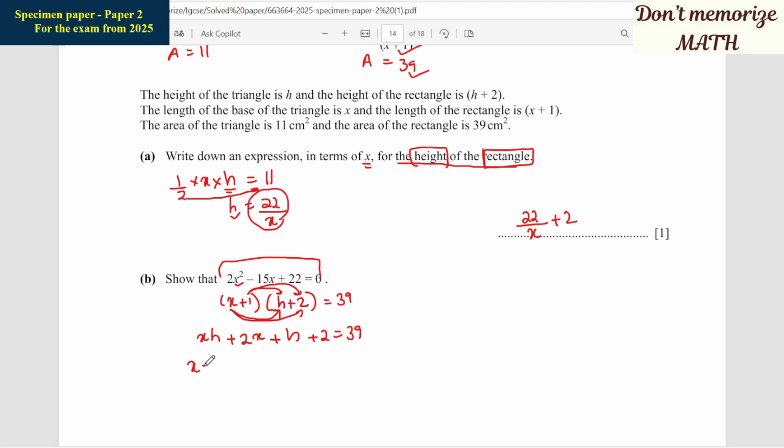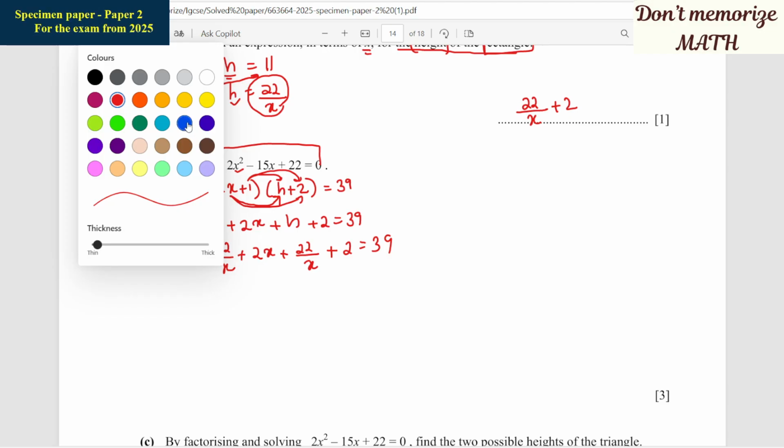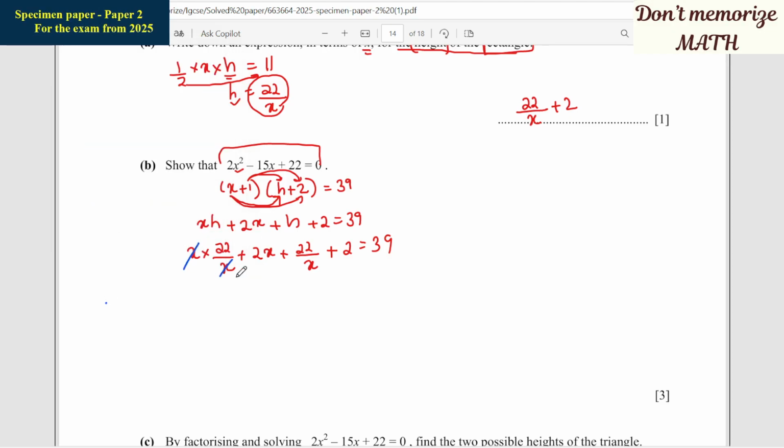So x times, what is h? H we already have here, 22 over x. So we'll write 22 over x plus 2x is same, then h is 22 over x plus 2 is equal to 39. Okay, now I'll scroll down. Here we can cancel some of the terms. So we'll cancel x. So we'll get 22 plus 2x plus 22 over x plus 2 equal to 39.